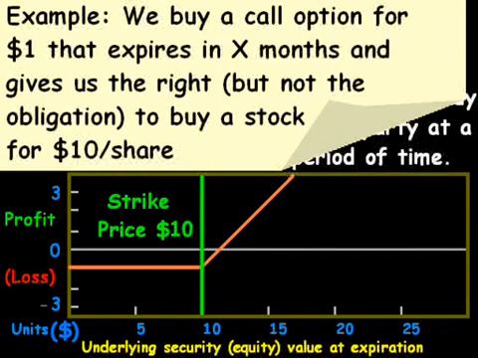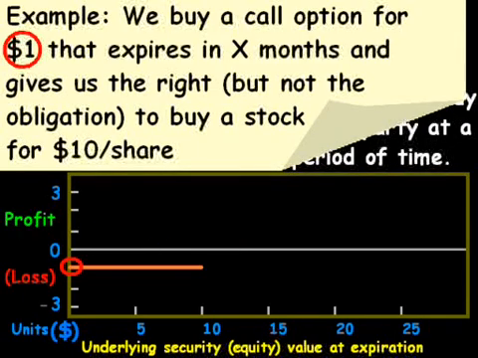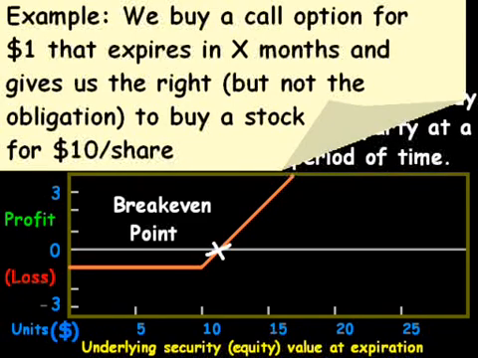So essentially we have a $1 loss until the price goes over 10. We start to recoup some of our premium cost, and we get to this point right here called the break-even point, which I've highlighted right there, and that's the point where we actually start seeing a profit. So theoretically, the higher a security or a stock goes, the more money we could make on this. So theoretically, there's potential for unlimited profit.